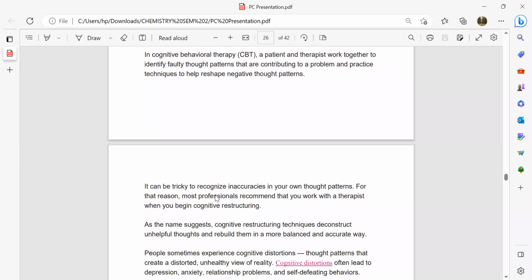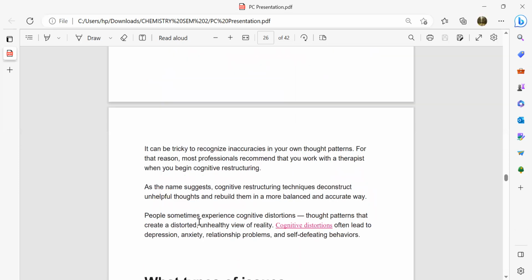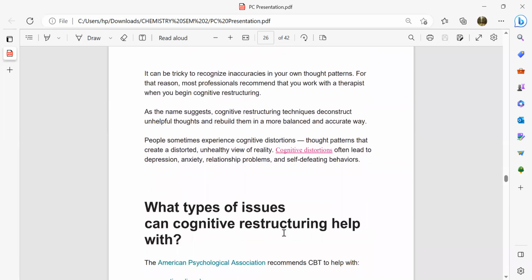It can be tricky to recognize inaccuracies in your own thought patterns. As the name suggests, cognitive restructuring techniques deconstruct unhelpful thoughts and rebuild them in a more balanced and accurate way. People sometimes experience cognitive distortions, thought patterns that create a distorted, unhealthy view of reality.